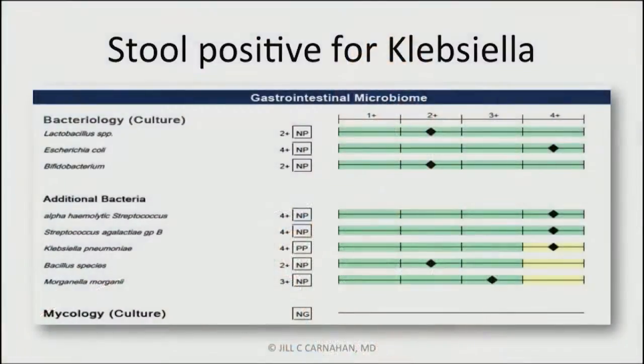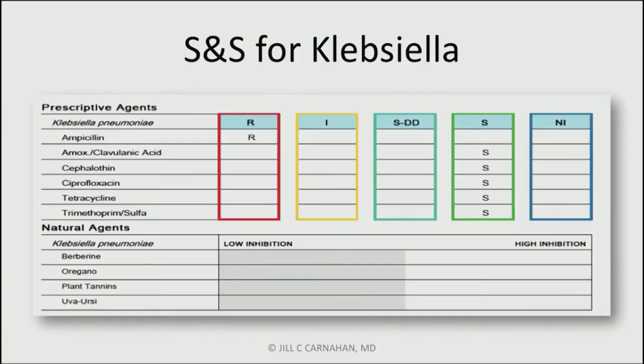We did a culture, and his stool was positive for Klebsiella. You can see it 4+ there. Now, interestingly enough, and this is the sensitivity specificity for drug and herbal treatments. Now, interesting, Klebsiella can be a commensal. Now, by commensal, what I mean is things that normally reside in the gut and don't cause harm.